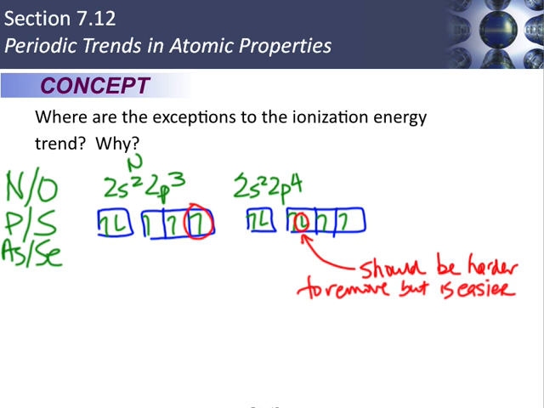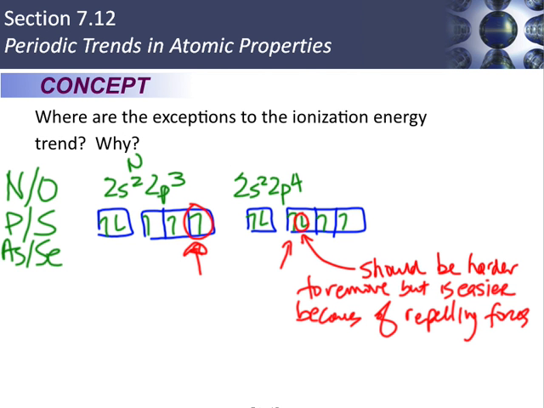Because it's sharing, and sharing is caring, I thought. What I heard, repelling. There are additional repelling forces in this p than there are here. This has less repelling forces, so it's going to be harder to remove. This electron should be harder to remove, but is easier because of repelling forces. If you draw the picture, this is literally all you would have to write.